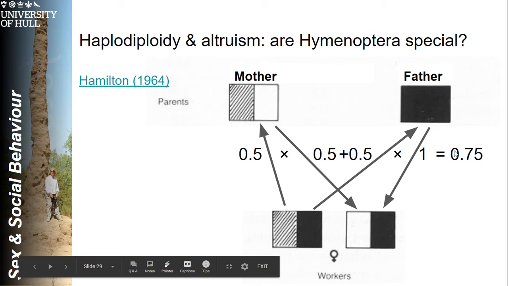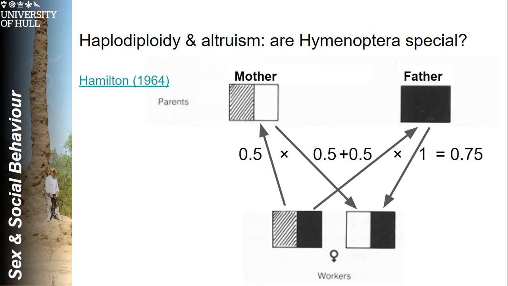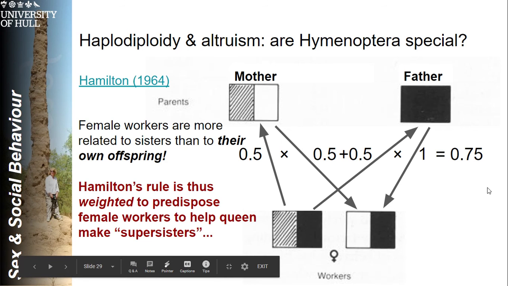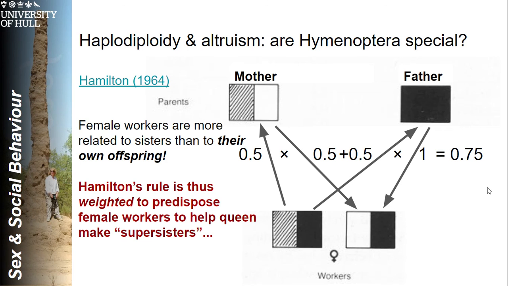So sister wasps, sister bees and sister ants are related by 3/4 to each other. Not 0.5, which is the normal diploid full sibling relationship, but 0.75. So female workers are more related to sisters than they would be to their own offspring if they produced them. And so all of those calculations in Hamilton's rule are therefore weighted to predispose female workers to help the queen produce more sisters rather than offspring.